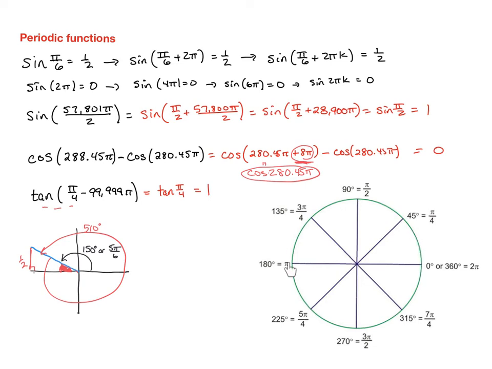Again, this is all periodic functions. Sine and cosine have a period of 2 pi. Every 2 pi, they repeat themselves. Tangent has a period of pi. Every pi, it repeats itself. We'll be talking about that in another section down the road.